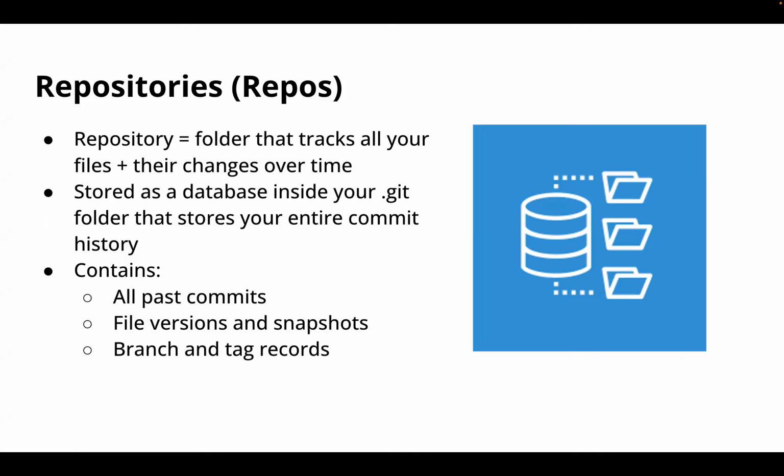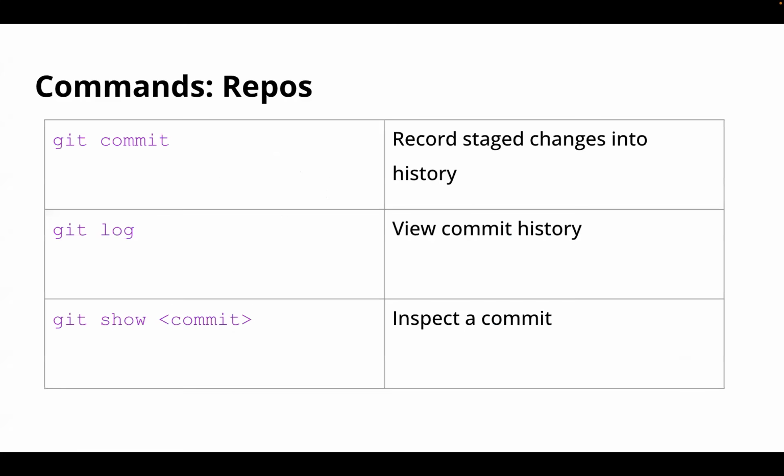And then some things that the repository would contain are things like your past commits. So that's kind of what I was saying, the version history. It's comprised of these different commits, different file versions, snapshots, and then branch and tag records. We haven't talked about that yet, but we'll get to that in a little bit. Yeah. And then here are some common commands that you might use with repositories.